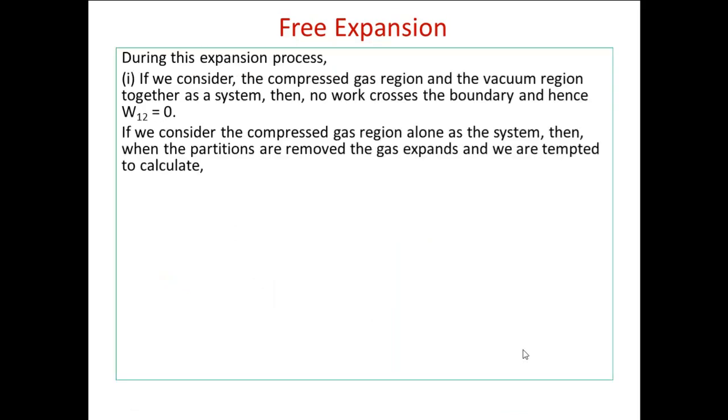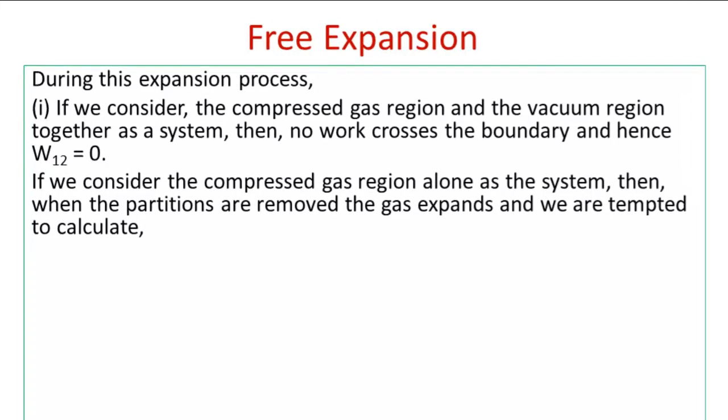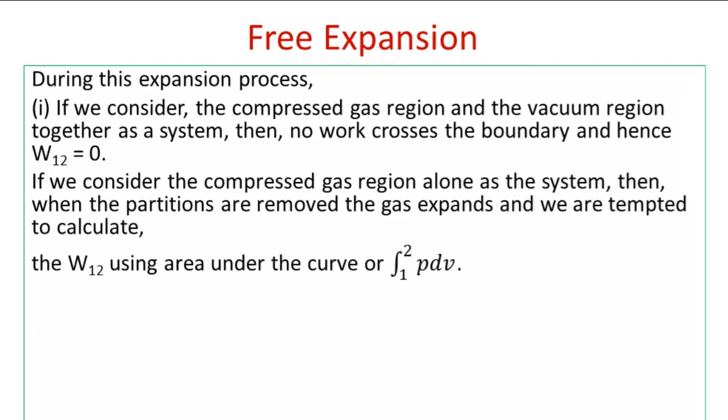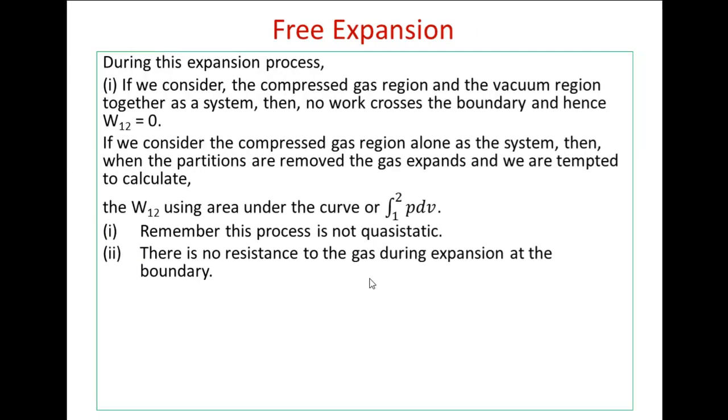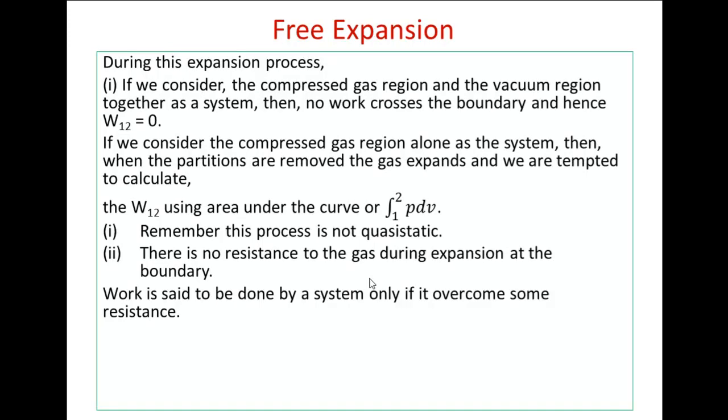But during this process, the gas expands against vacuum. Remember, the gas expands against vacuum, and also this process is not a quasi-static process. So we cannot use the integral PdV to determine the work transfer. There is no resistance for the gas to expand at the boundary, because it is going to expand against vacuum. When there is no resistance, the work transfer is not there. Since vacuum does not offer any resistance, the work transfer during this free expansion process is 0.